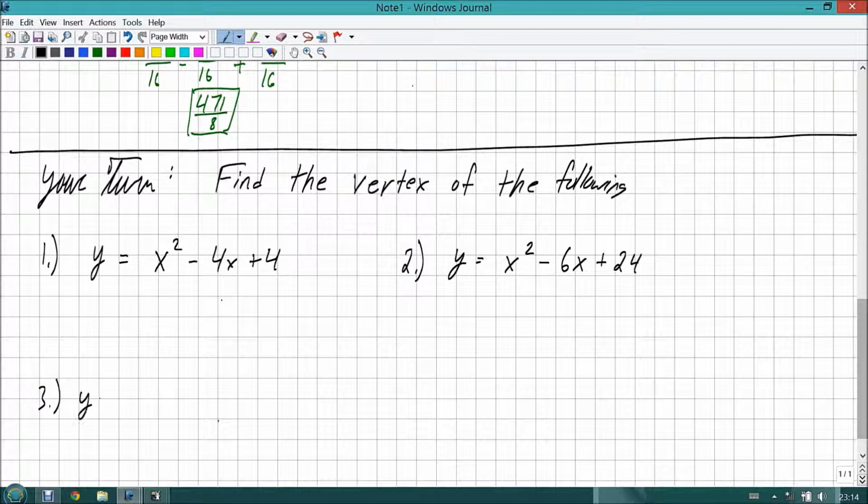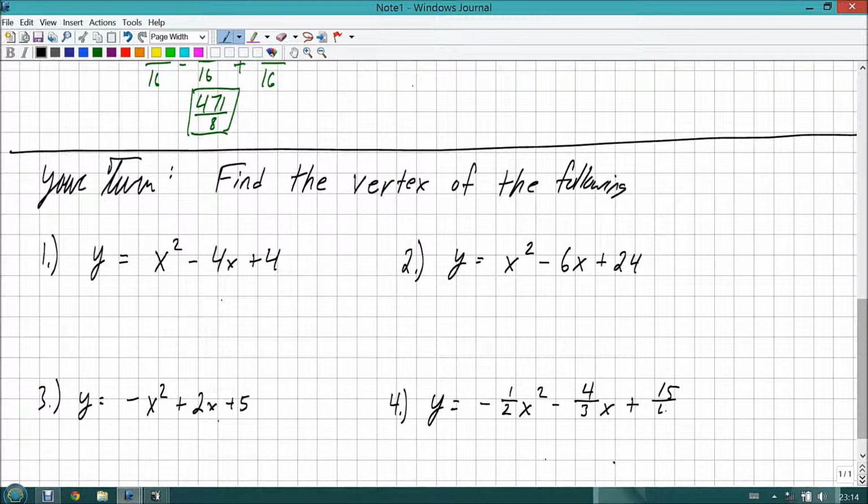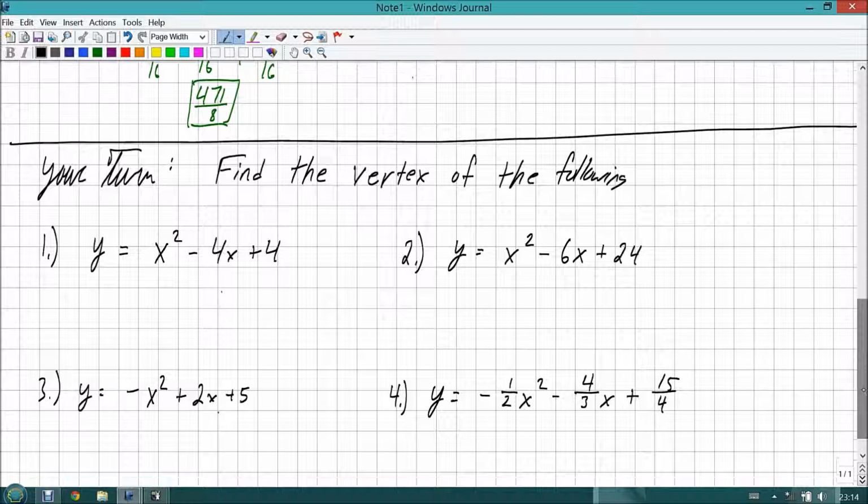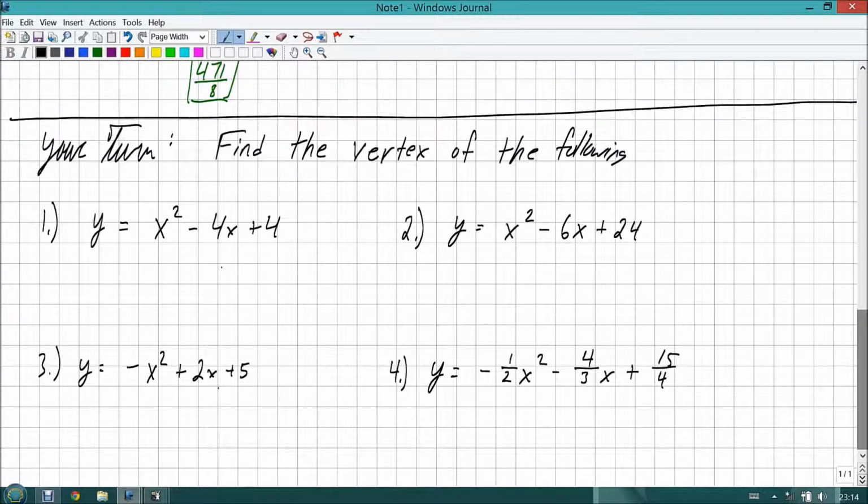Number 3 is going to be y is equal to negative x squared plus 2x minus 5 plus 5. And number 4 is going to be y is equal to negative 1/2 x squared minus 4/3 x plus 15 over 4. Yes, number 4 has fractions. Deal with it. Alright. At this point, I would have the substitute pause it until such time as they complete all 4 of these.